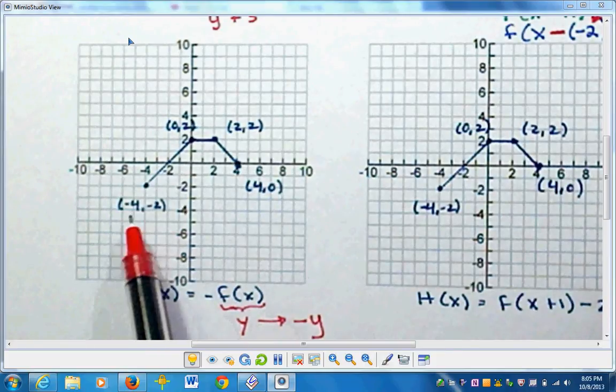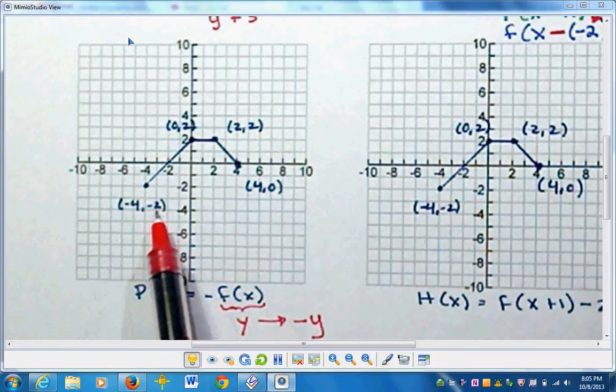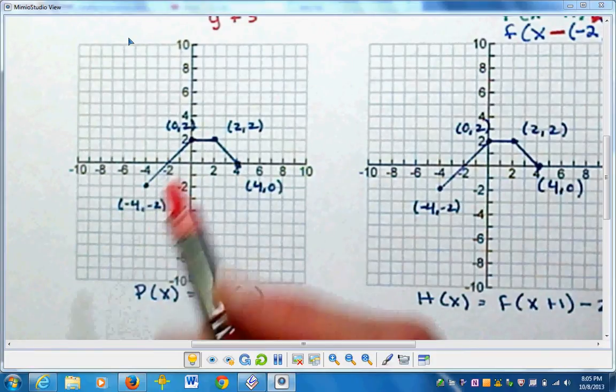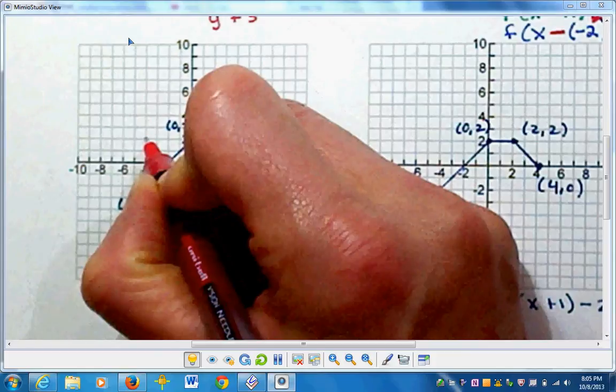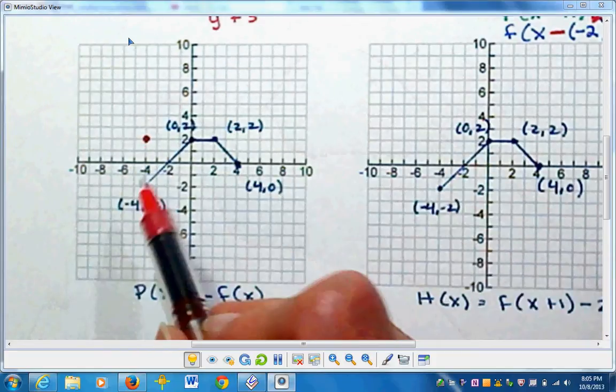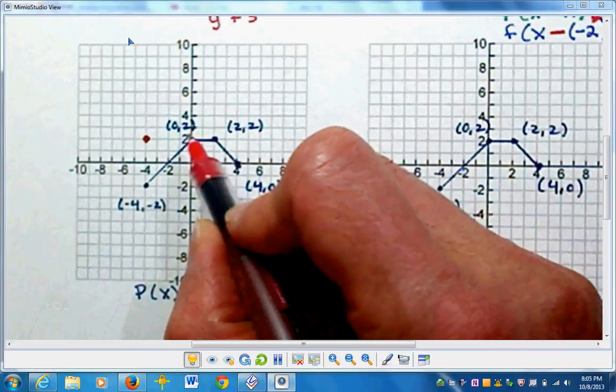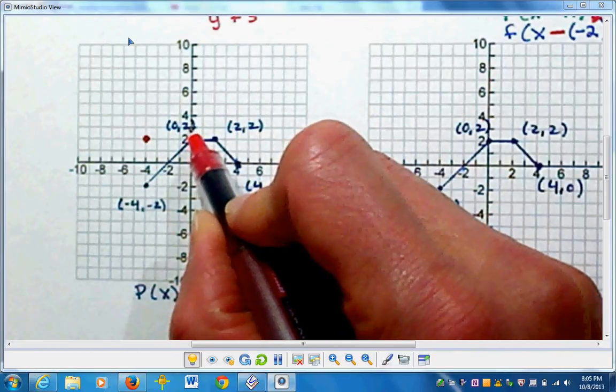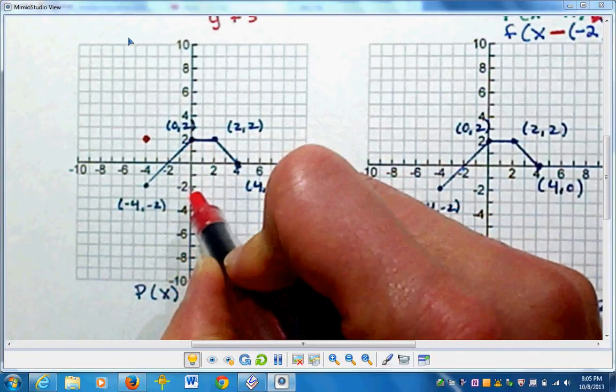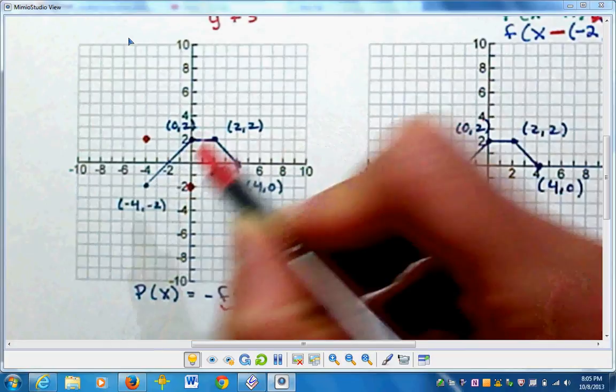So let's look at my y's here. This y is negative 2. If I multiply it by a negative, I get positive 2. So that's actually reflecting over my x-axis. Here my y is 2. If I make it negative, I'm down here at negative 2.